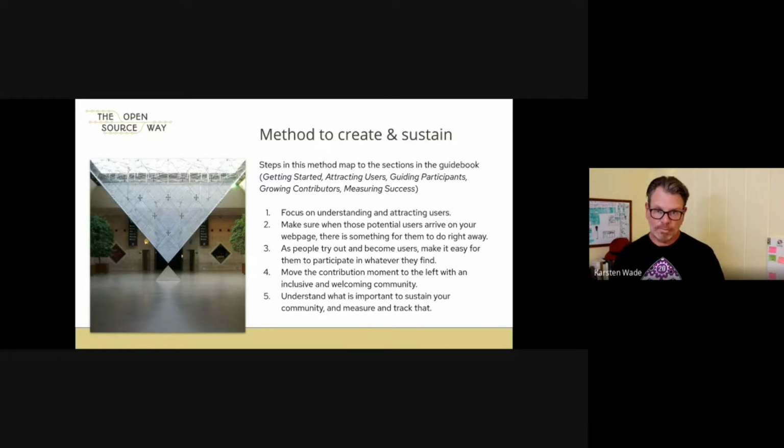And as people try out and become users and explore the world around your software, make it easy for them to participate in whatever they find. Make information easy to find and forum access straightforward. Make it easy for enthusiasts to share what they know about your project. And the idea that contributors come from users was true when open source was characterized by the hobbyist. And it is still true today when users of your software now include companies making products and corporate foundations wanting a common platform for competitors to share.